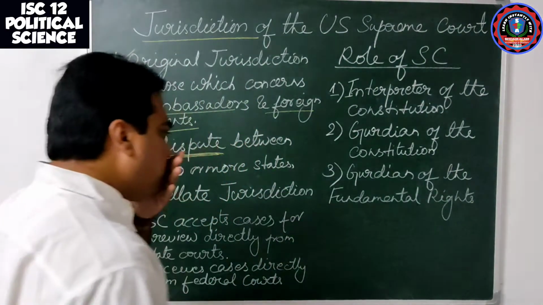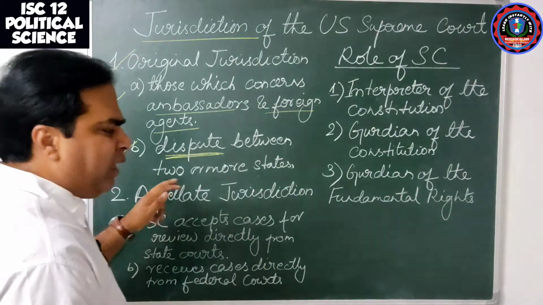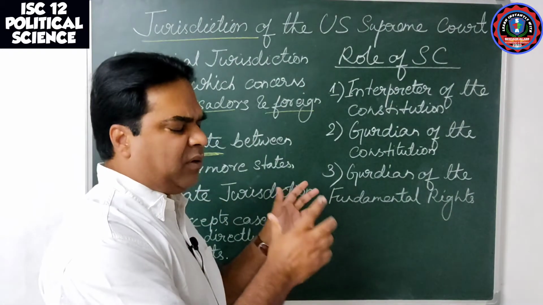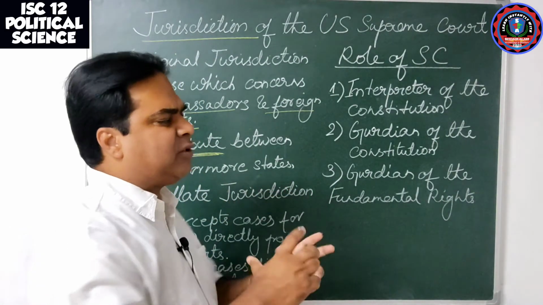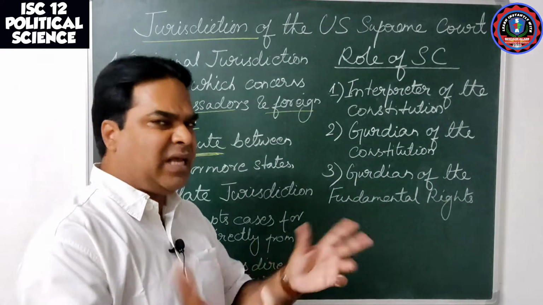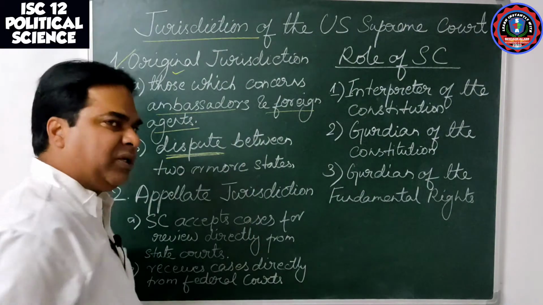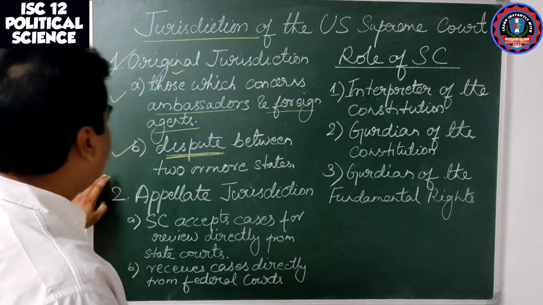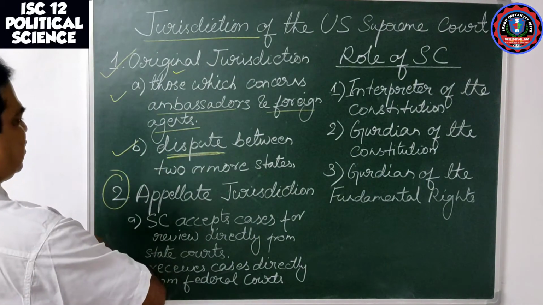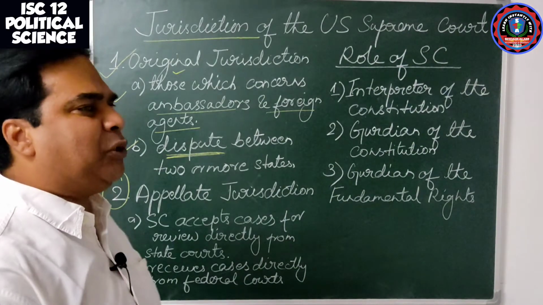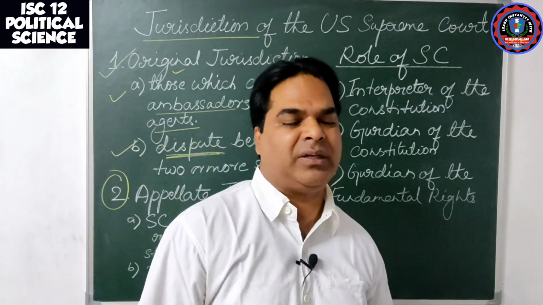Okay. Now third one more. If there is one state versus another state, United States versus one state, or two or more states, those disputes also will come directly under the original jurisdiction. Okay. Now the second one we have is appellate jurisdiction. What is meant by appellate jurisdiction?